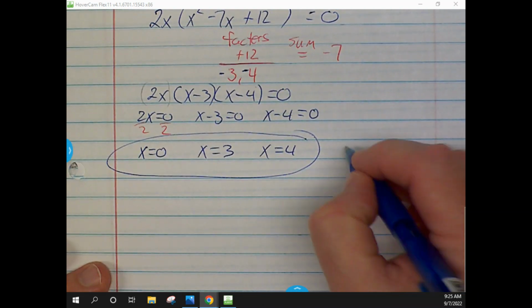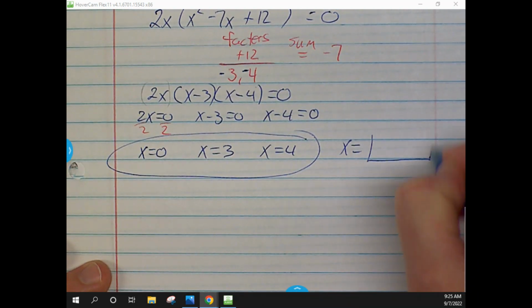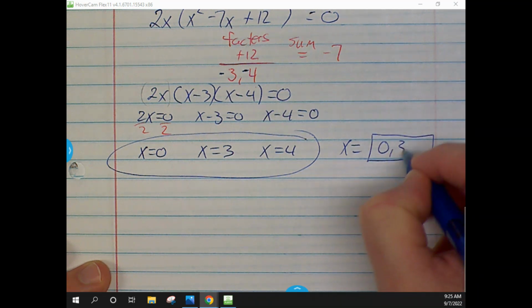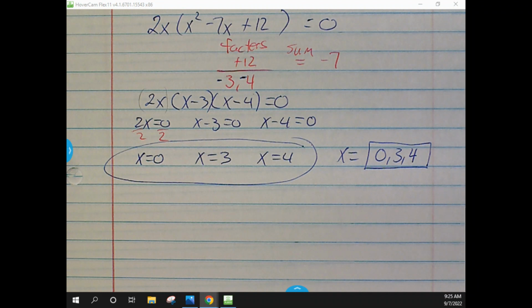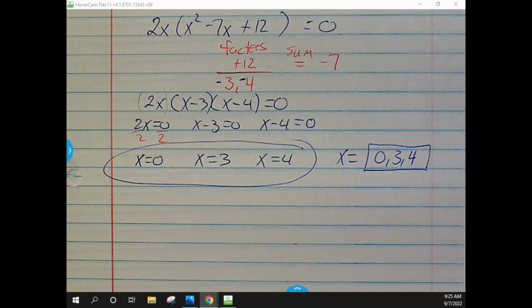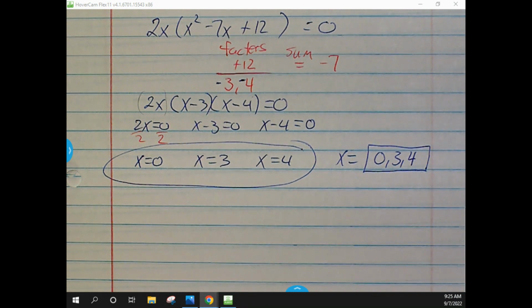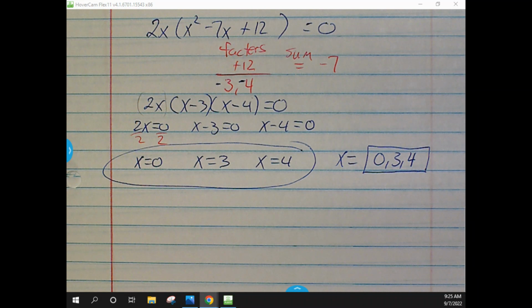Okay. And again, if you're doing online homework, it's probably going to be where they're going to give you a box, and you just put 0, 3, and 4. And there is no specific order on the answers. As long as you got a 0 and a 3 and a 4, doesn't matter if it's 0, 3, 4 or 4, 3, 0 or 3, 0, 4 or 4, 0, 3. Just as long as you got the correct numbers in there, the order doesn't matter when it comes out.